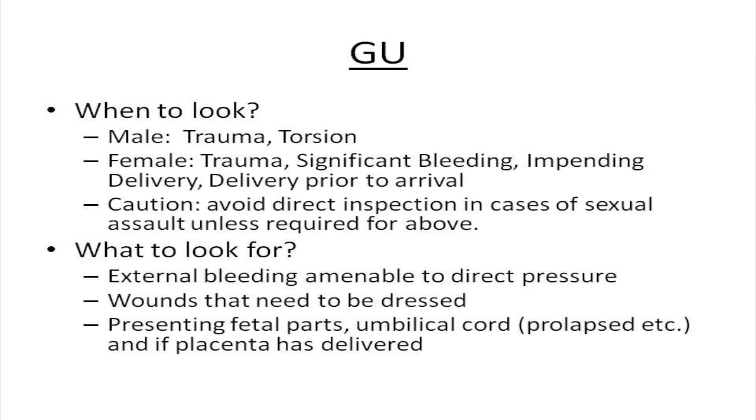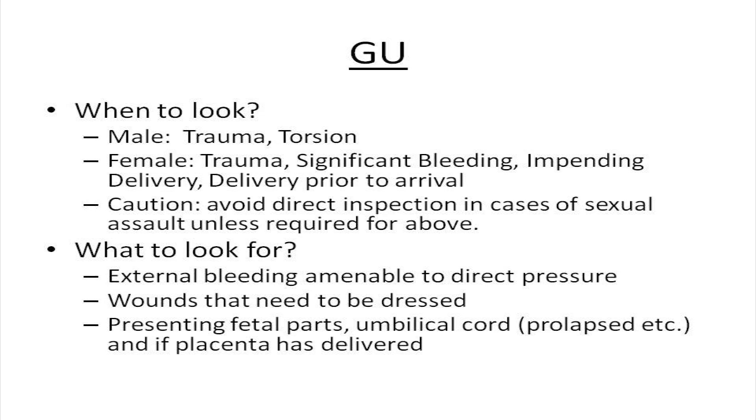Okay, next is the GU exam. First of all, when to look. In males, we should be looking anytime there's suspected trauma to the region or a testicular torsion. In females, we should be looking when there's trauma, when there's significant bleeding, when there's an impending delivery or delivery prior to our arrival. You want to avoid direct inspection in cases of sexual assault unless required for one of the above. Also, always want to consider whether you need to have a chaperone with you there. I would say err on the side of caution and have a chaperone whenever possible.